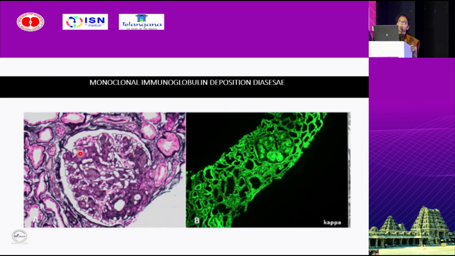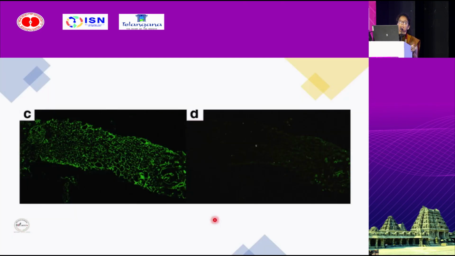But on silver, they will take up the silver stain but not uniformly, and on immunofluorescence, it will also show linear, bright linear staining along the capillary wall and Bowman capsule and tubular basement membrane. But there will be light chain restriction. Here kappa light chain restriction is seen.